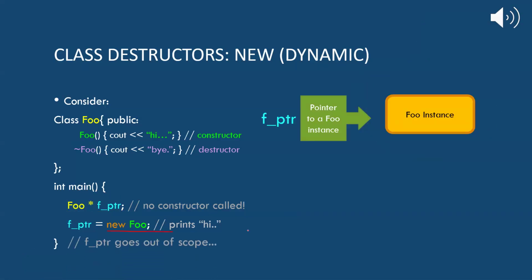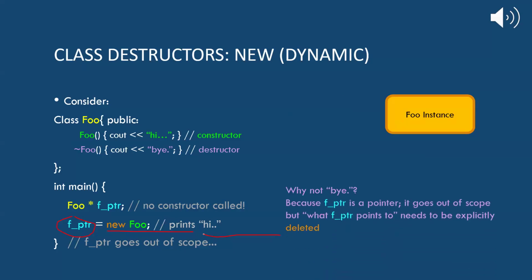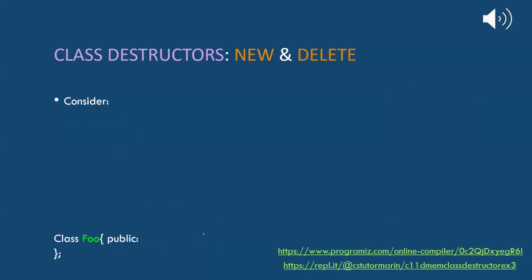If I wanted to clean this up, I'd have to say delete f pointer. I'd have to put that code right in there, right, to get that to go away, okay? So we technically consider that to be a leak. Even though it's the end of our program, we've still got some leaky memory, okay?